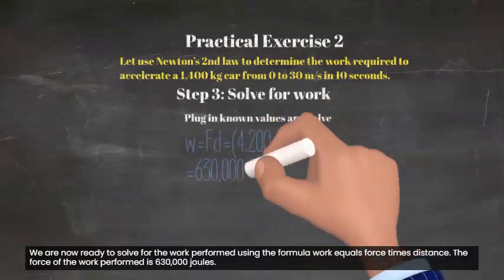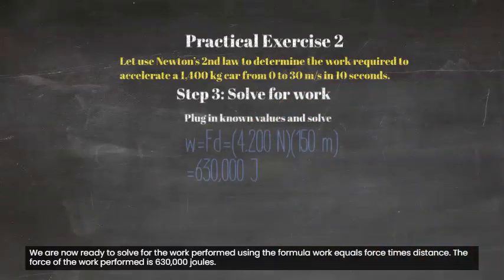We are now ready to solve for the work performed using the formula work equals force times distance. The work performed is 630,000 joules.